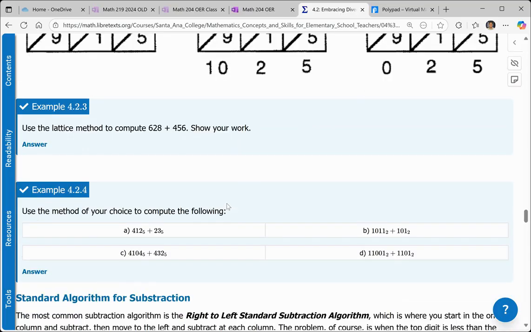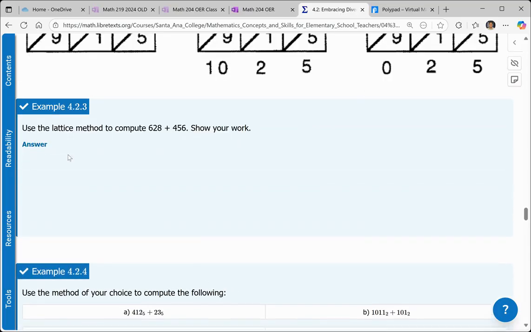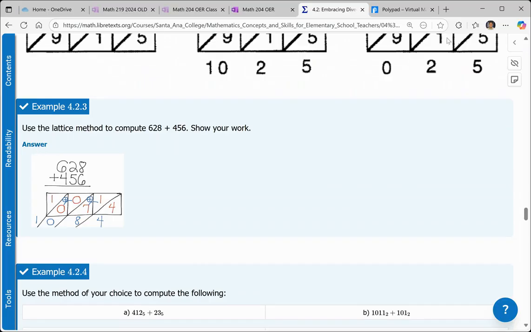Do I have, I thought I had a link. No, I don't have a link to that in the textbook. I thought I did, but okay.